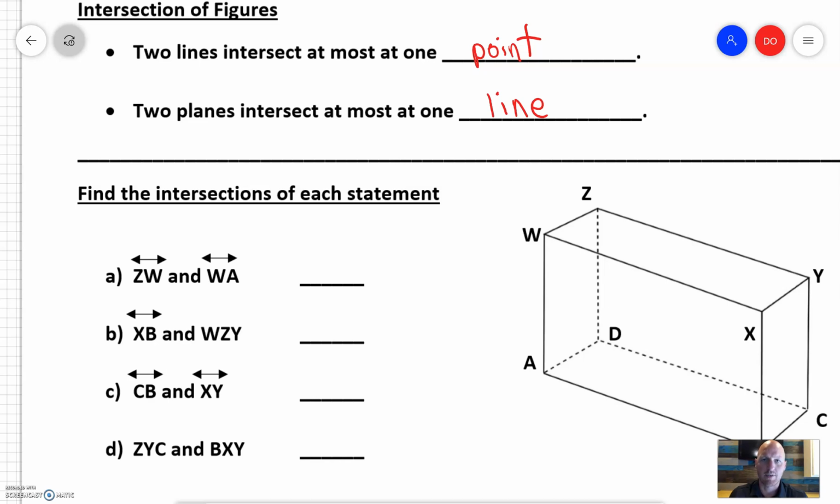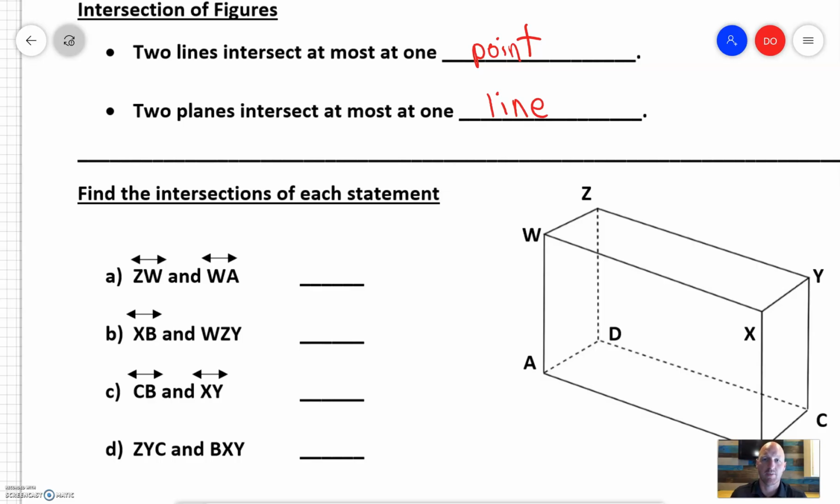Welcome back to geometry. This is still unit 1 and this is the 1.3 notes. This is video 2 of 4. So now we're going to talk about the intersection of certain figures. An intersection meaning where these things run into each other.